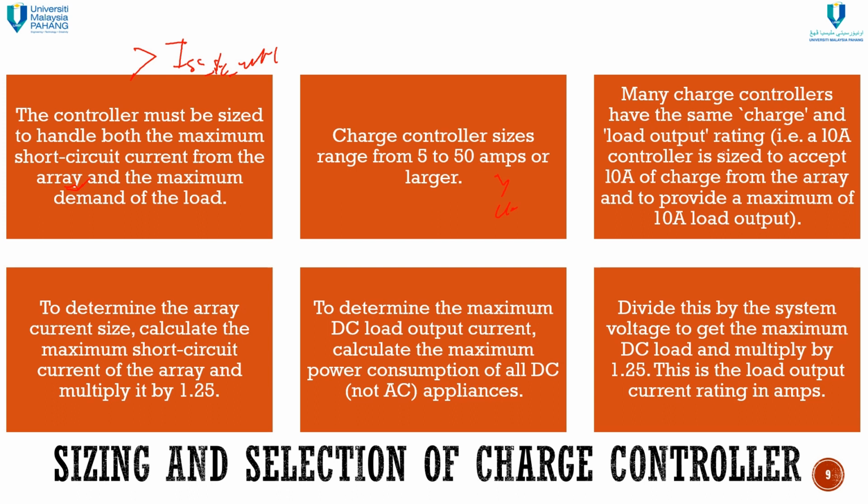Okay, the controller is sized to accept 10 amperes of charge from the array and to provide a maximum 10-hour load output. Means that if we see the rating of the charge controller, usually they write like this, 30 amps MPPT charge controller. It means that the maximum input current from the PV array is 30 amps and the maximum load current that discharges from the battery is also 30 amps, like that. So that's the meaning of that.